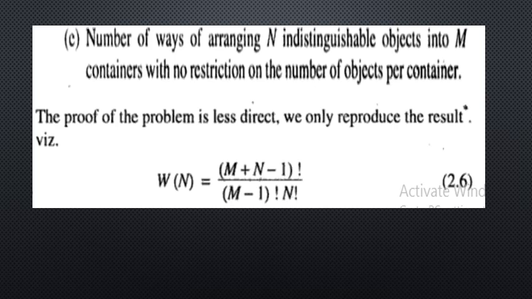Next, the number of ways of arranging n indistinguishable objects into m containers with no restriction on the number of objects per container is given by the following equation: W is equal to m plus n minus 1 factorial upon m minus 1 factorial into n factorial.